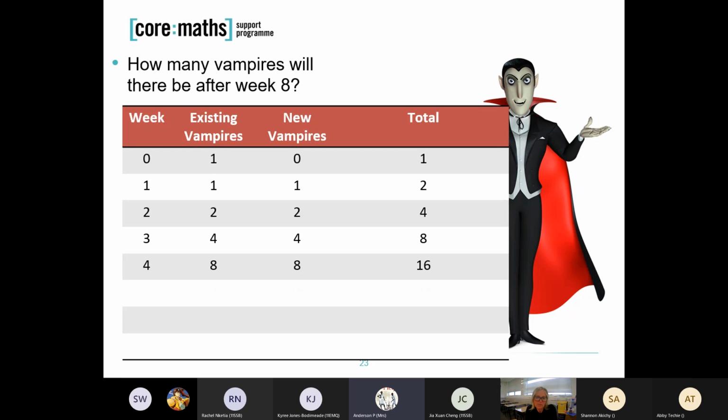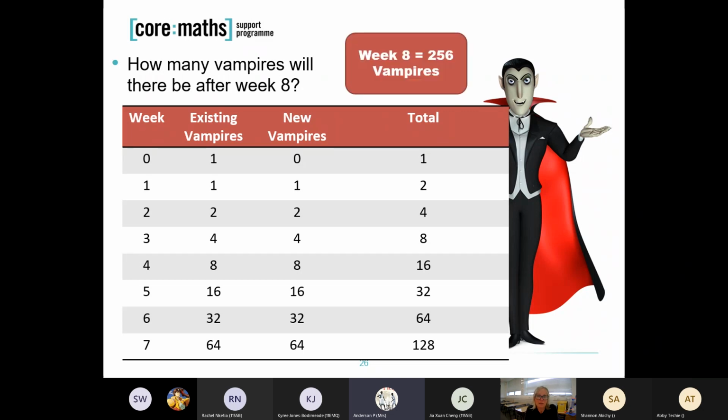So each week, the number of vampires that we've got is doubling, because each of the vampires that we had is going to bite somebody else, turn them into a vampire, okay? So you can see that over time, our population of vampires is going to grow, okay? So by week 8, we would have 256 vampires.